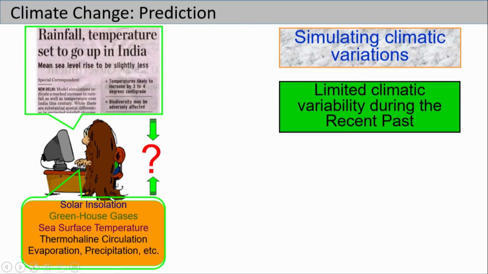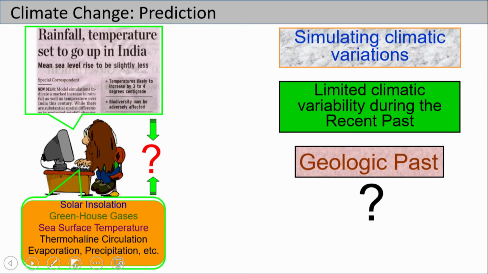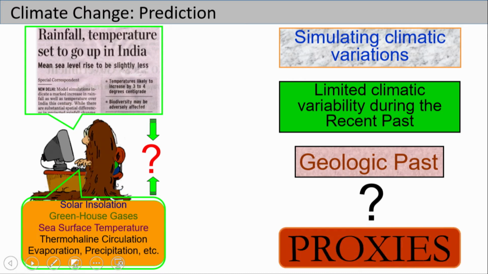But what about the geological past? Earth has been there for a very long time, in fact, for almost 4.6 billion years. So, are there any other time intervals wherein there was large climatic variability like the way the climate modelers are predicting? For that, we have to go back in time and look at the geological past. But again, the problem arises that there are no written records. So, we have to rely on indirect techniques called proxies.